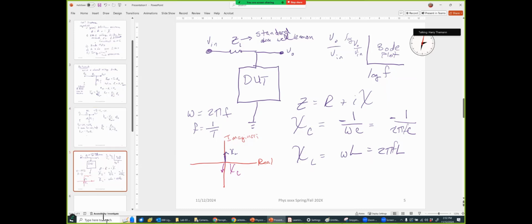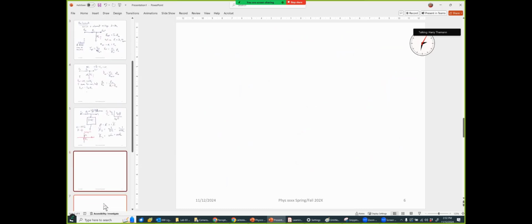Okay, so today what I'd like to accomplish is that we're going to wire up our voltage divider. And we're going to be examining capacitors today.